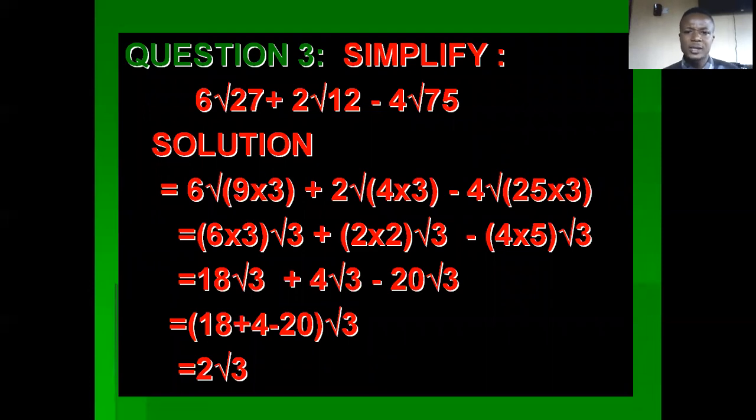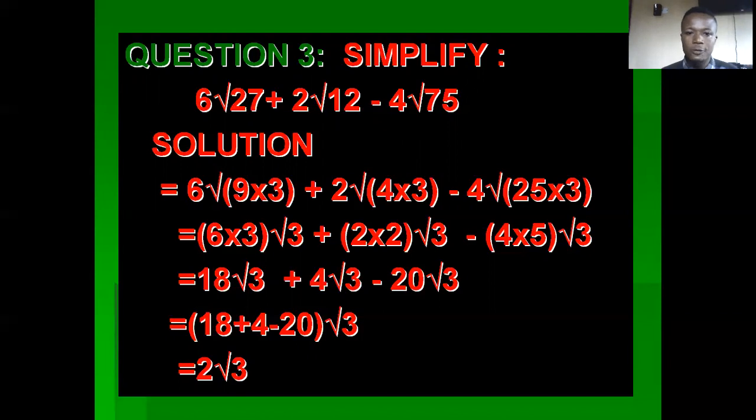Let's continue progressing. Let's test ourselves once more with question number 3, which is asking us to simplify 6 surd 27 plus 2 surd 12 minus 4 surd 75. Now, the numbers in the roots are not the same. They are not similar. So you need to reduce them to their lowest term to see if they are similar. If they are similar, we go ahead and perform the operation. If they are not similar, we leave it like that because you can't add or subtract surds that are not similar together.